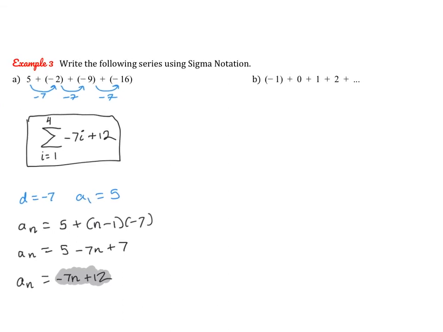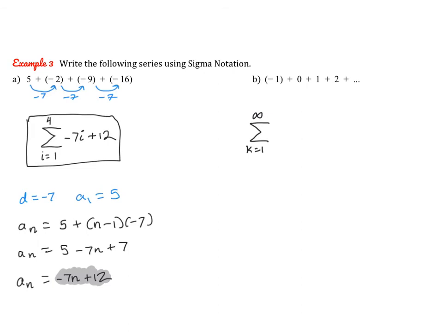So again, here we can start with our sigma. Let's use the variable k this time. So we are starting with the first term, and it looks like our first term is -1. But here you'll notice it lists out a couple of your terms and then it says plus ... So that means that it's actually going to be infinite. So we can say to infinity.